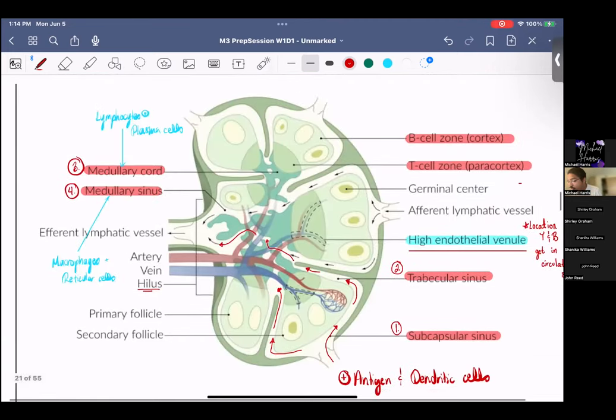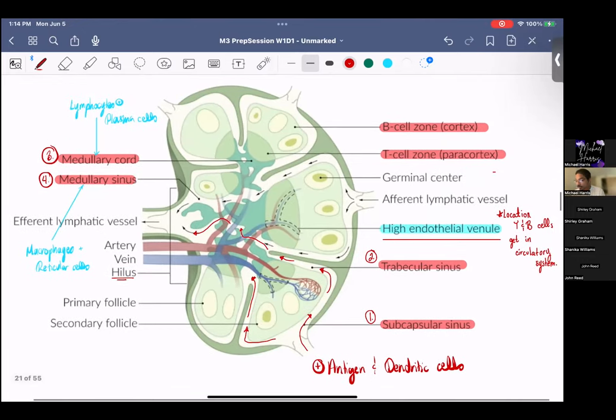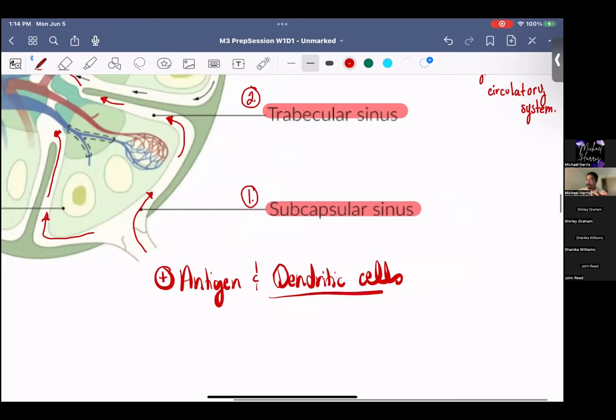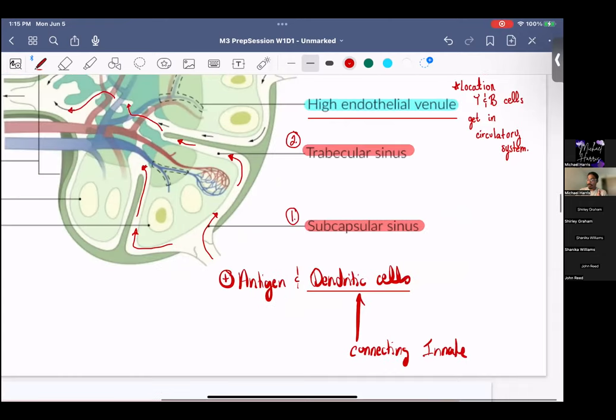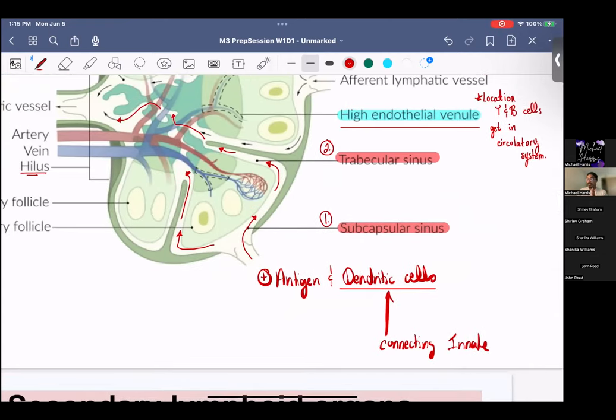Now, you do have to have a general idea of lymphatic flow. Once again, this is a year one throwback. Antigens and dendritic cells. Why are dendritic cells here? Because this is the connecting guy between innate and adaptive. Okay, that's why he's located here. The dendritic guy's here. So antigens and dendritic cells.